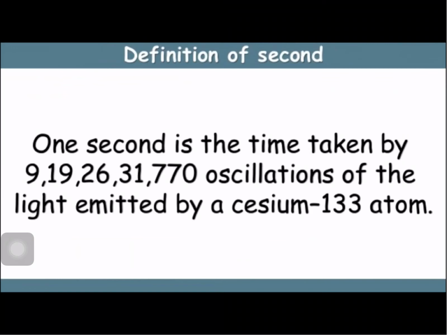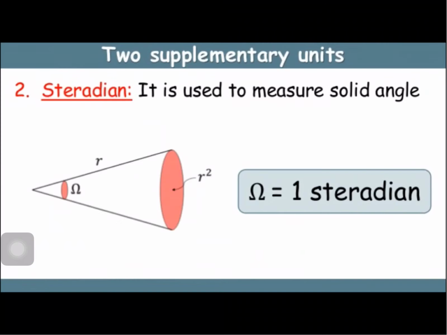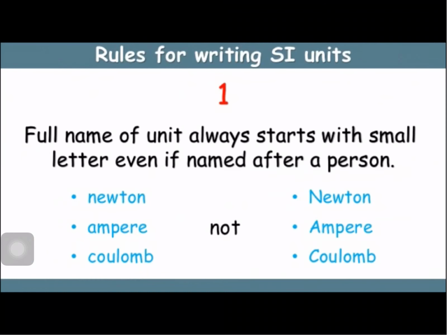And the definition for second. 1 second is the time taken by 9,19,26,31,770 oscillations of the light emitted by a cesium-133 atom. How much time is required for this many oscillations of the cesium atom? That is 1 second. And I told you 2 supplementary units. One is radian, another one is steradian. Radian is used to measure the plane angle, steradian is used for measuring solid angle.